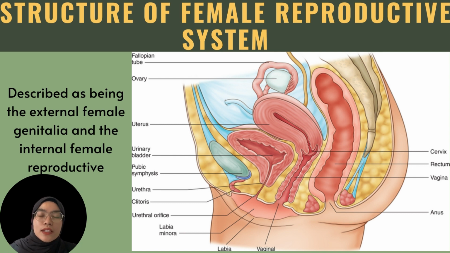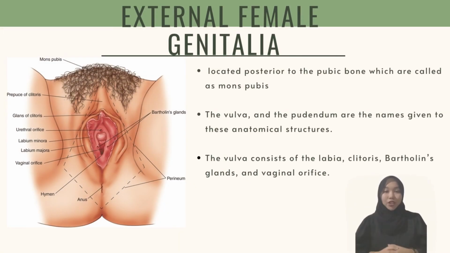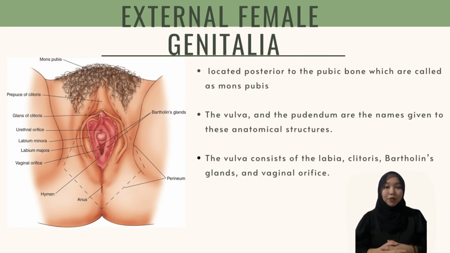For the next slide, you will know what the external female genitalia are. These are the structures of the external female genitalia, which consist of the mons pubis, prepuce of clitoris, glans of clitoris, and also the urethral orifice. It also has labia minora, labia majora, and the vagina orifice. Next, it also has the hymen, anus, perineum, and Bartholin's glands. The external female genitalia are located posterior to the pubic bone, which is called the mons pubis. The vulva and the pudendum are the names given to these anatomical structures.